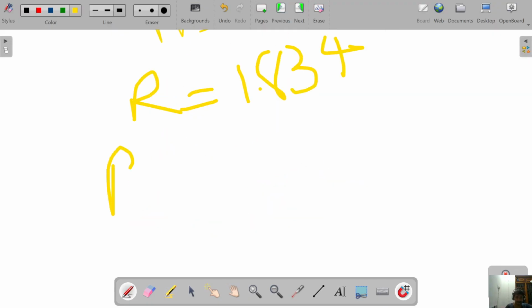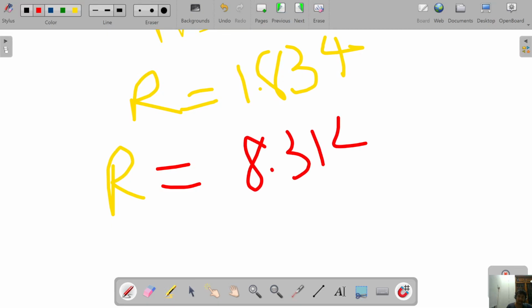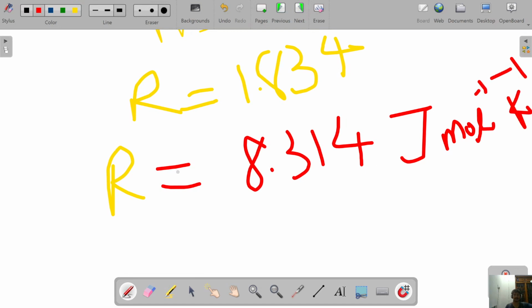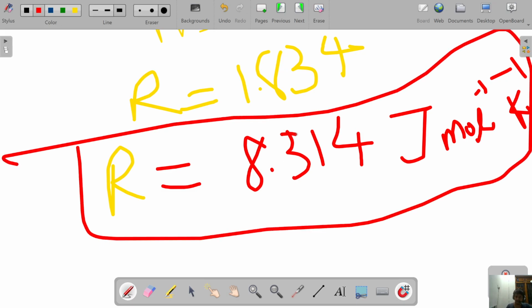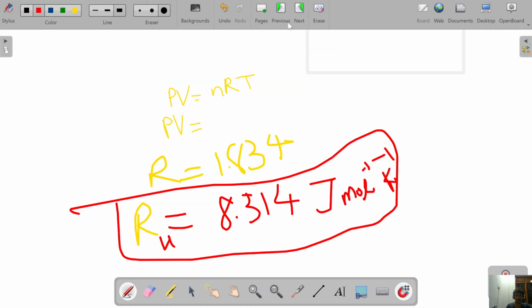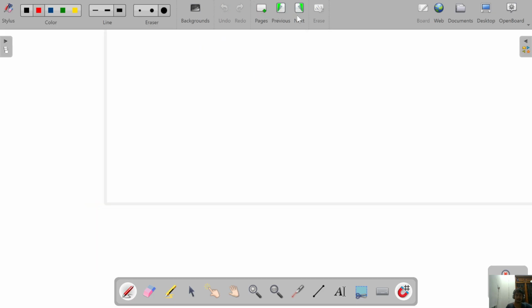For an ideal gas, the universal gas constant R is equal to 8.314 joule mole minus 1 Kelvin minus 1. This is the universal gas constant of the ideal gas, but we have to find the characteristic gas constant of the gas.